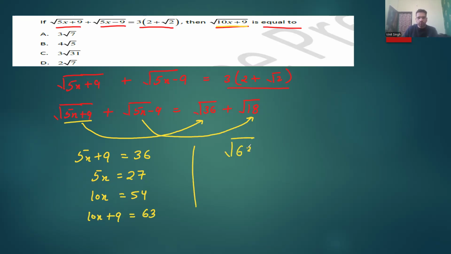So the square root of 63 is equal to 3 root 7. 3 root 7 will be the right answer. So option number A will be the right answer.